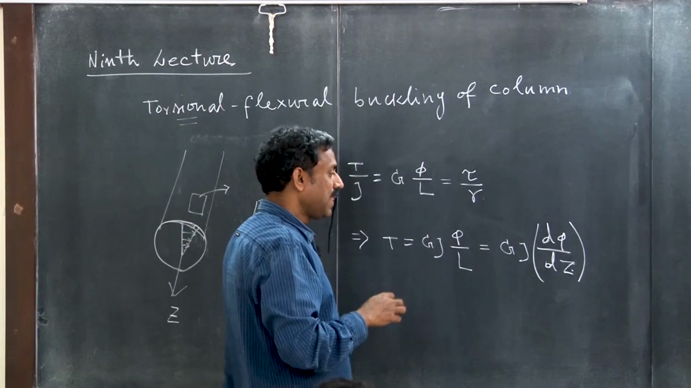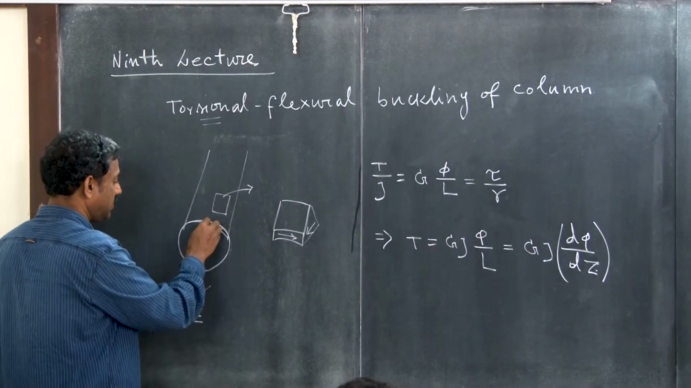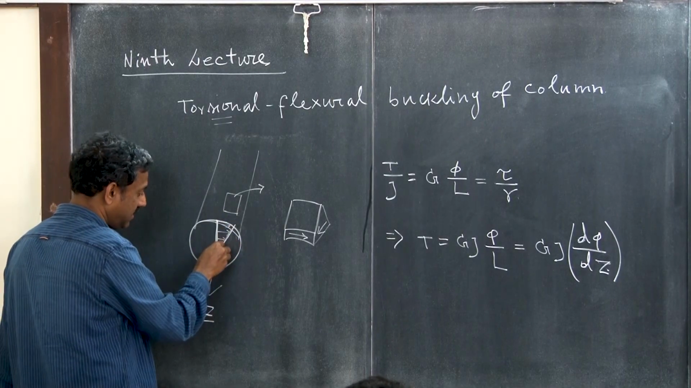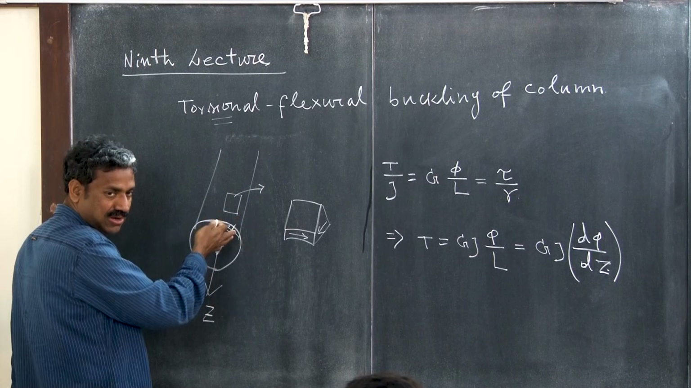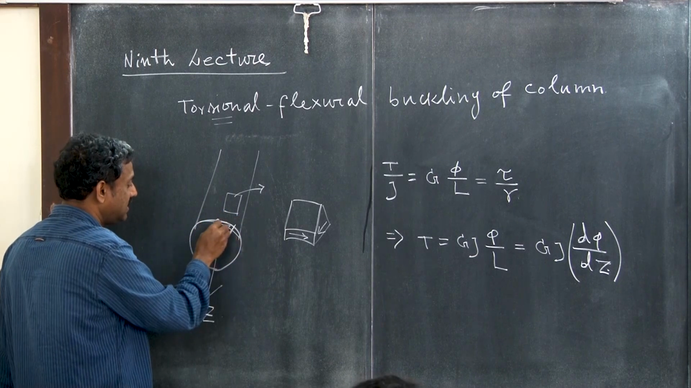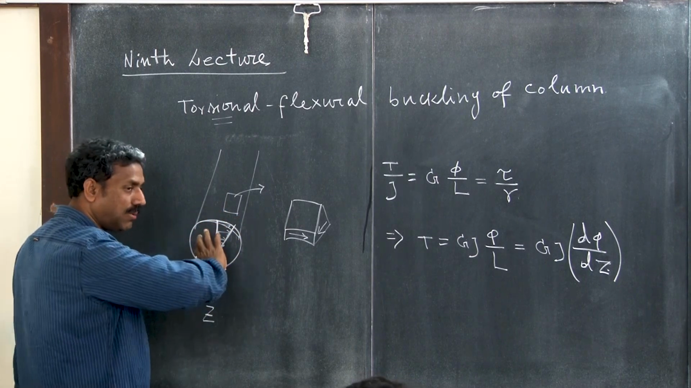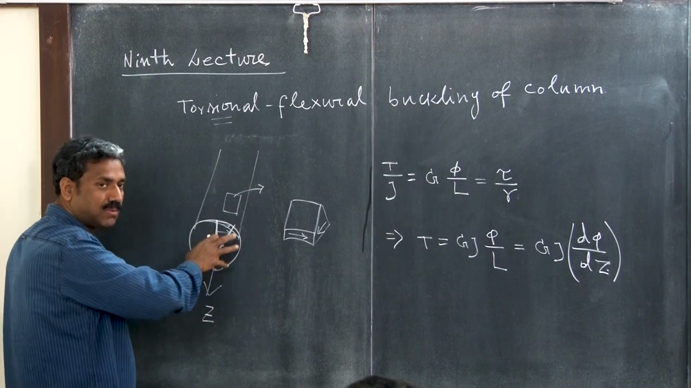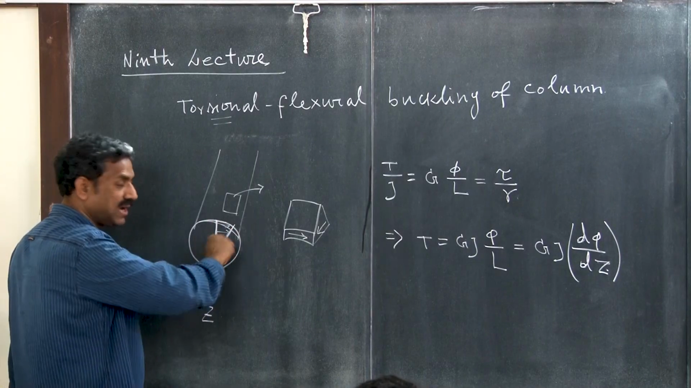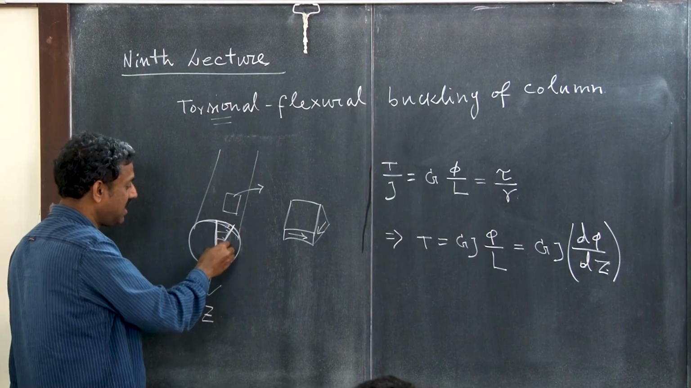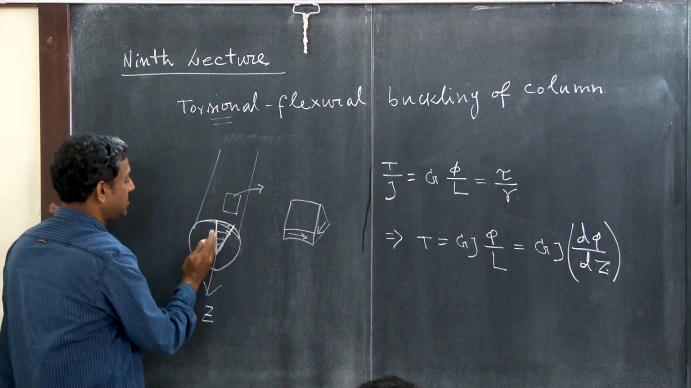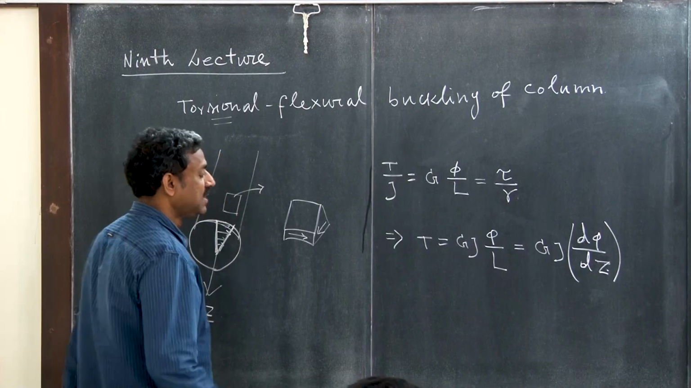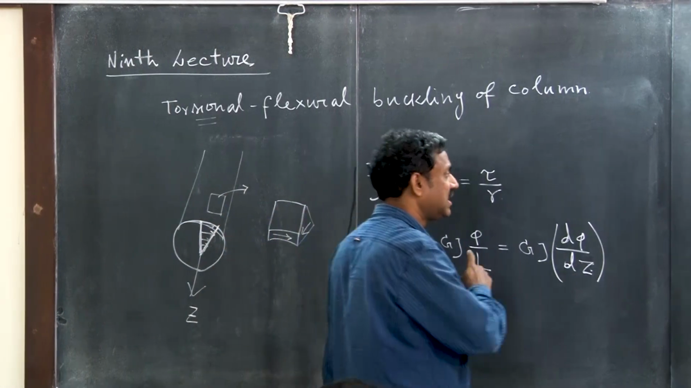Another assumption was that any cross section, when it is deforming under twist, remains on a line. It is essentially rotating rigidly, as if it is rotating rigidly. So this section will remain on a radial line.